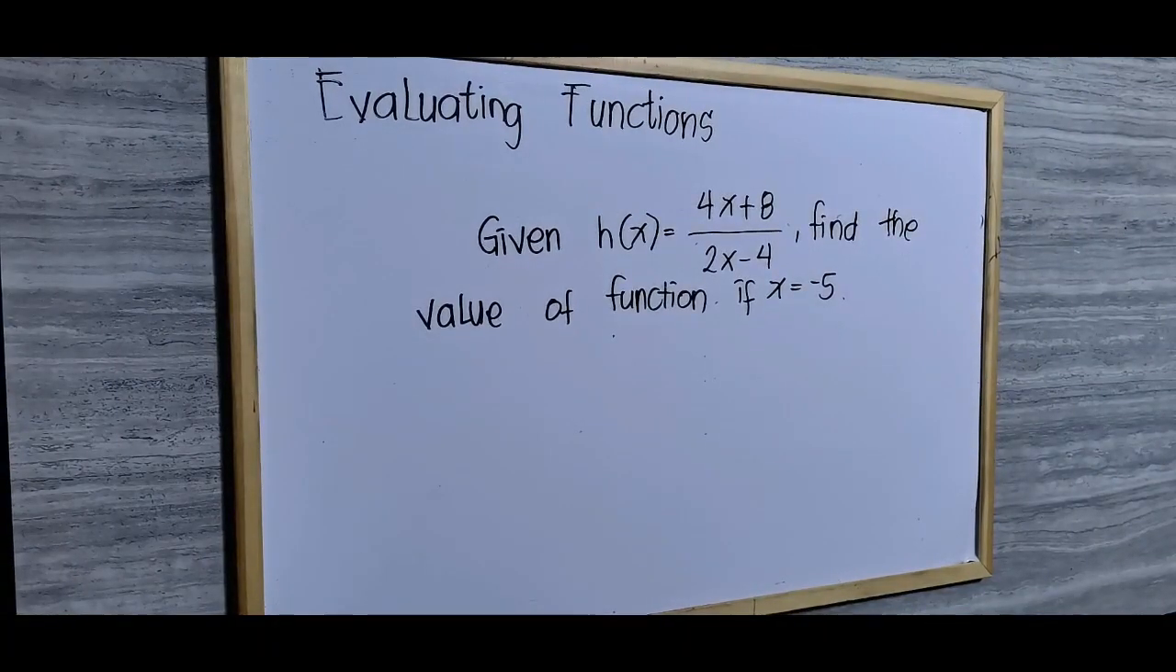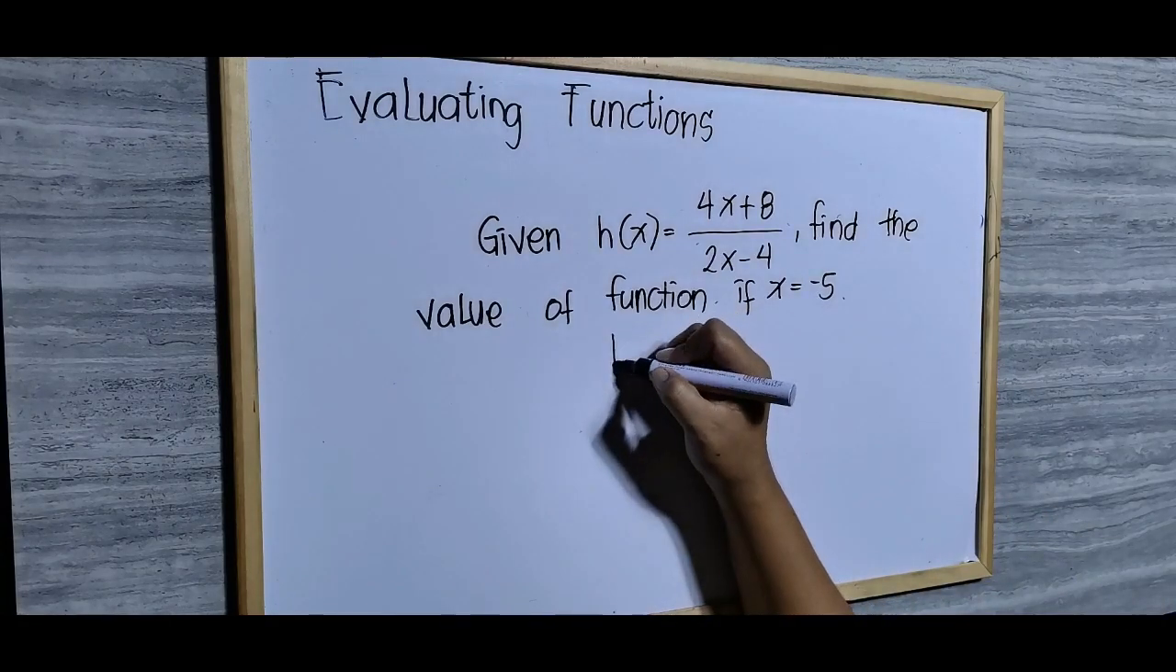Our next given is h of x is equal to 4x plus 8 all over 2x minus 4. Find the value of the function if x is equal to negative 5. Mga anak, kapag ganito yung sitwasyon, huwag kayo agad matatakot or malilito kapag ang given function is a rational function. So, for sure, nakilala nyo na kung sino si rational function where we have the numerator and the denominator. So again, same procedure lang ang susundan natin.